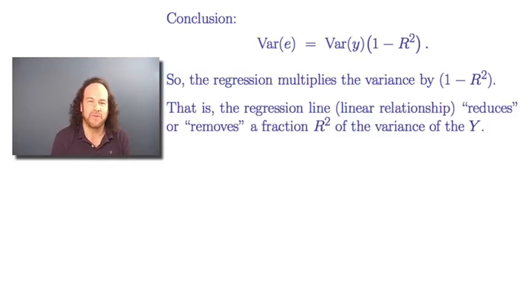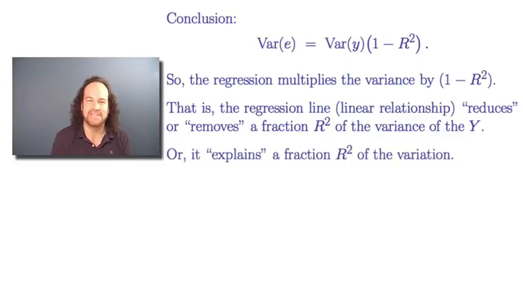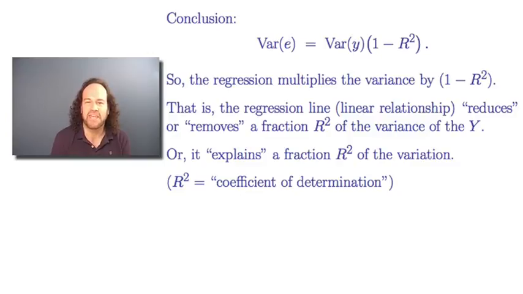And you can also, if you want to be fancier, say the linear relationship explains a fraction r squared of the variation in y, and we're left over with just 1 minus r squared times the original variation. That's the variation in the residuals. Now this r squared is sometimes called the coefficient of determination, and you can think of it as saying what fraction of the variation in y has been explained by this linear relationship.